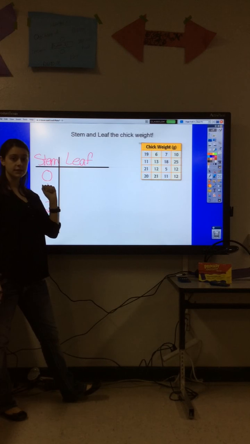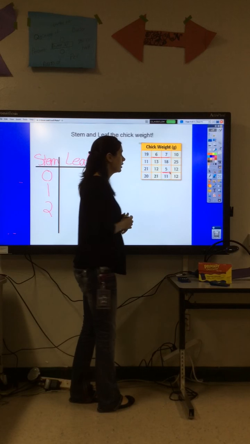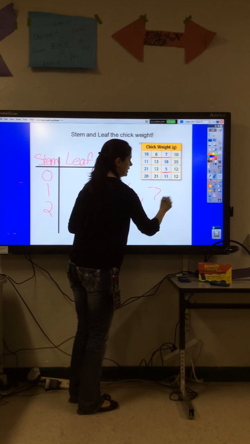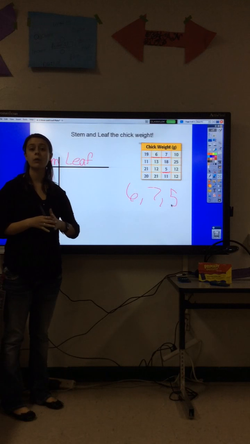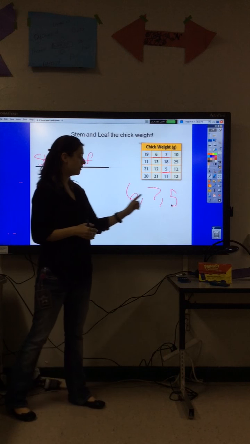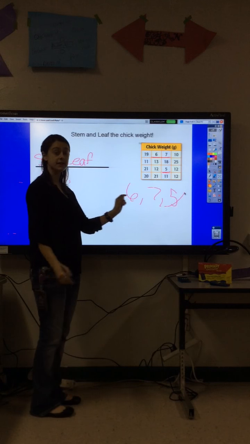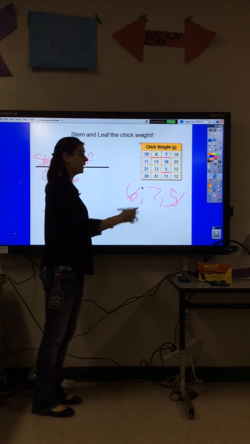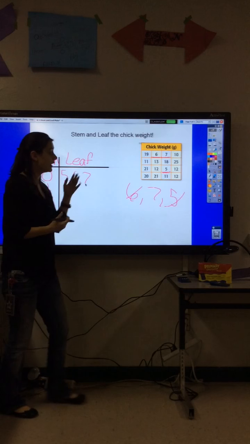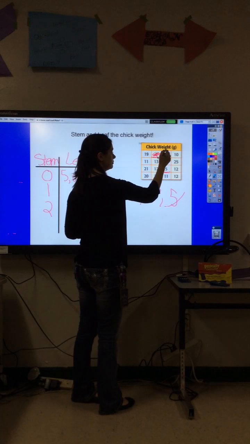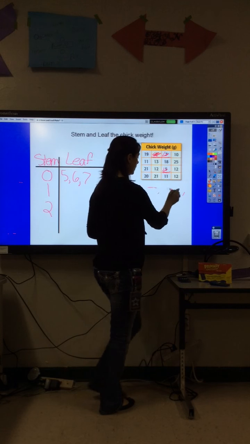So let's start with all the ones with the 0. So we have here, here, and there. So we have a 6, 7, and a 5. Well, we need to put them in order the way we count, or from least to greatest. So 5 would go first, then the 6, and then 7 would be the third. And then we're done with those numbers. So let's cross those off.